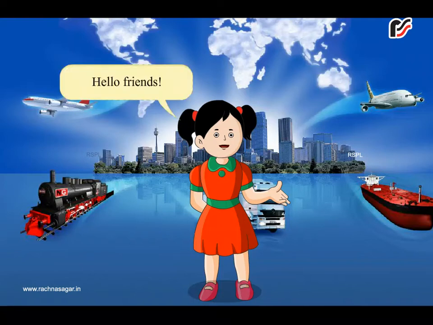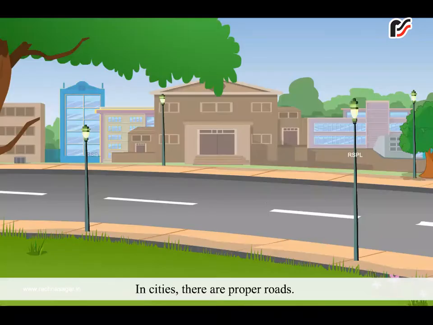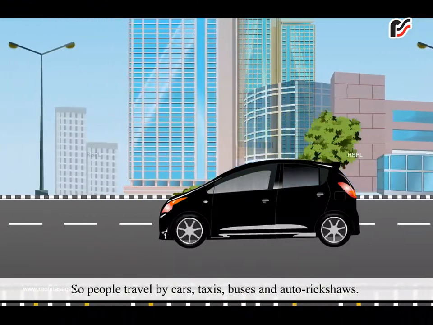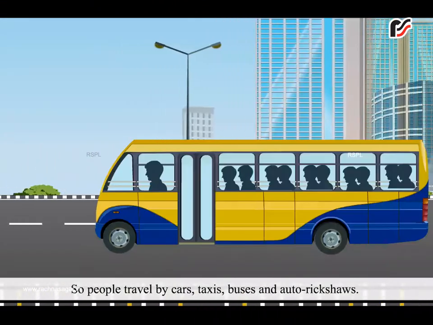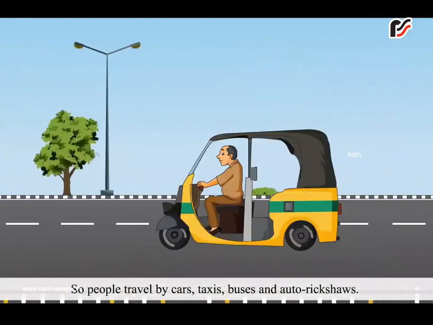Hello friends! We use different means of transport for different purposes. So today we will learn about all these means of transport and why they are used. In cities there are proper roads. So people travel by cars, taxis, buses and auto rickshaws.